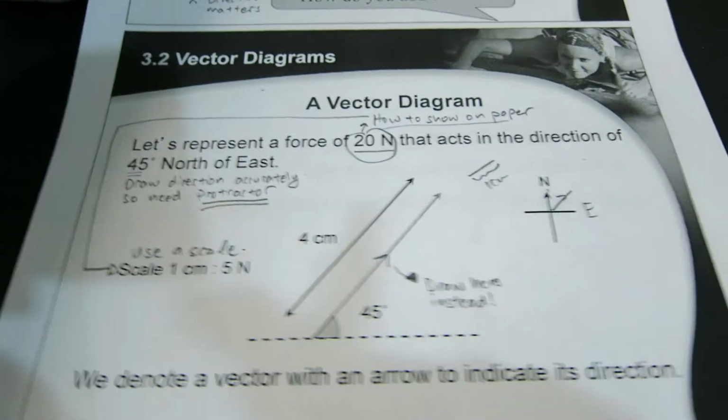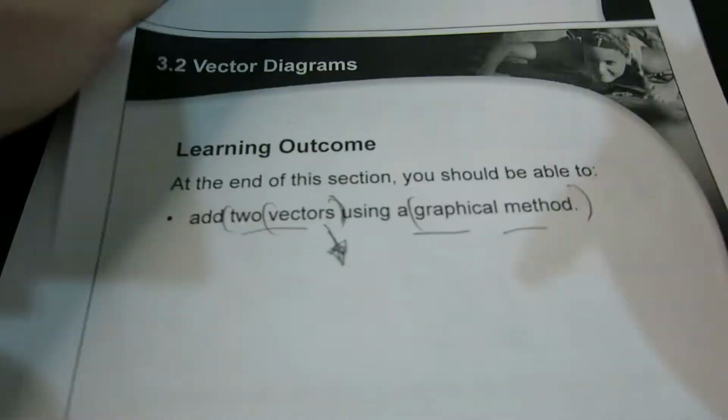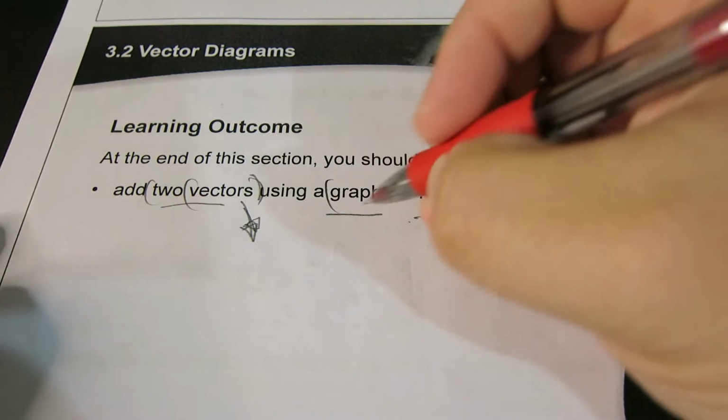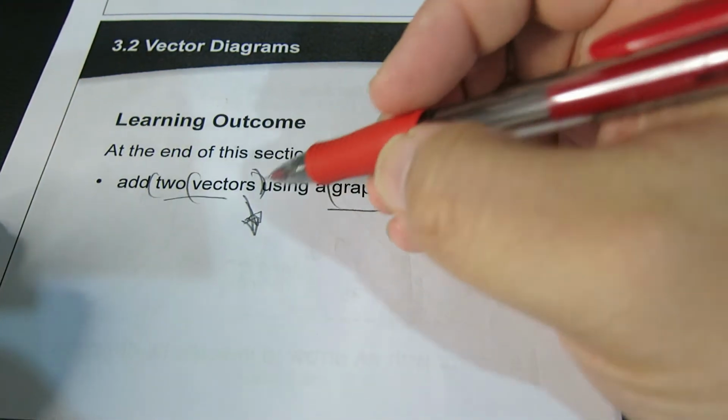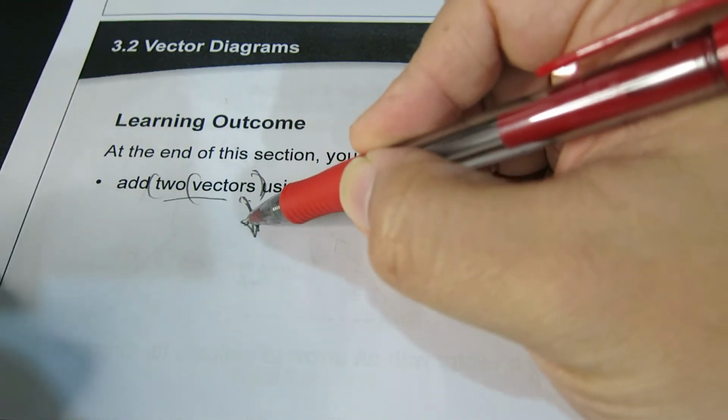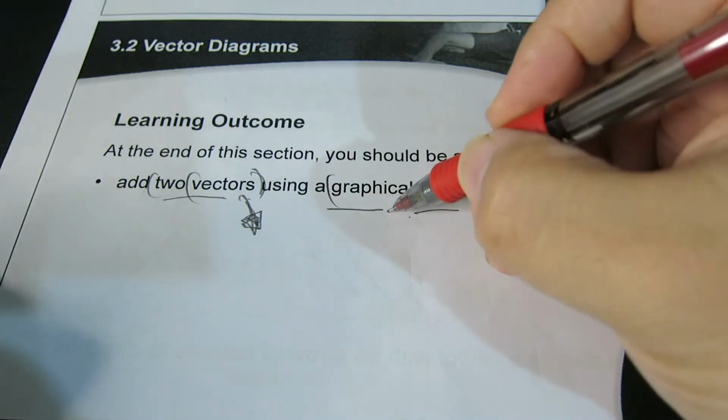Alright, we go on into our study of vector diagrams, and we are only at the O level expected to draw or add two vectors using a graphical method. Of course, later on, if you go on to further your studies, there's a mathematical and more accurate way to do it, but it is sufficient at the O level to use only a graphical method.